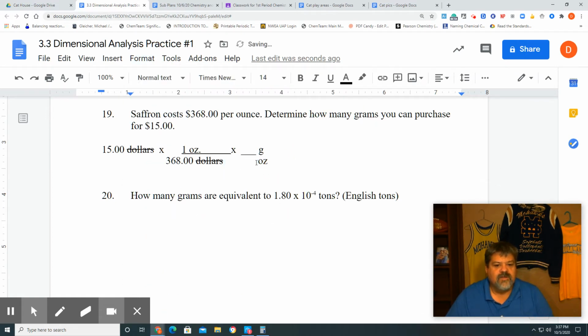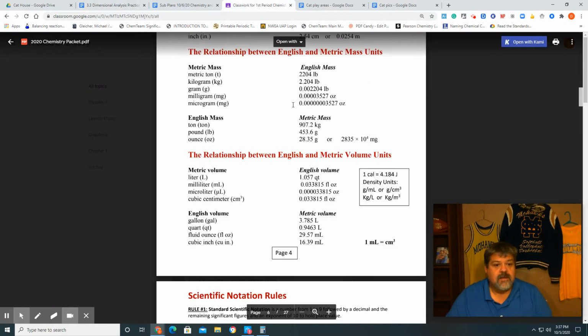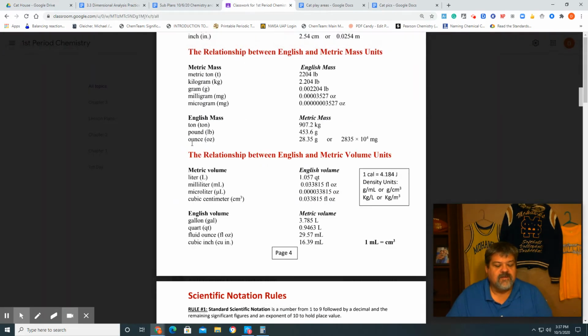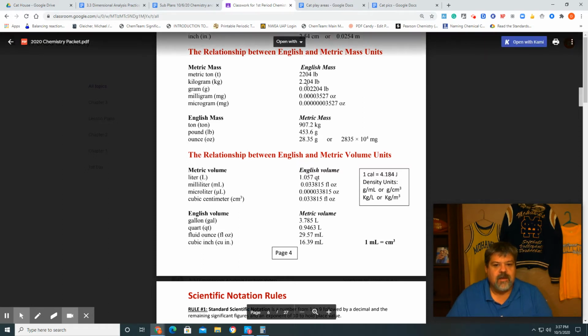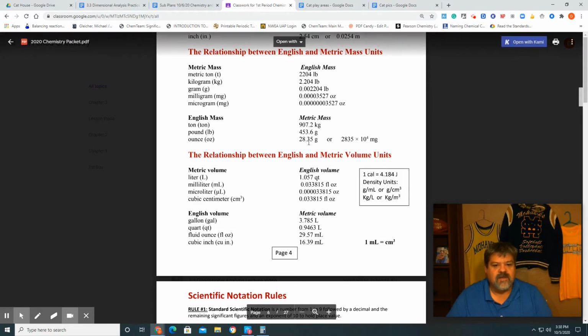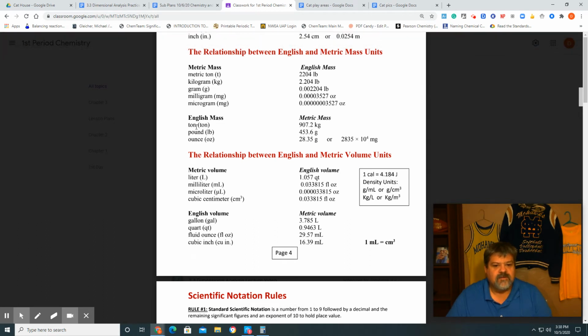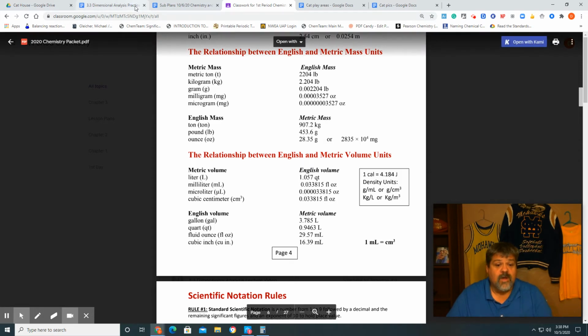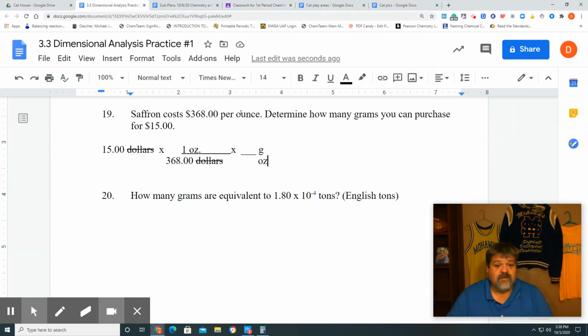Does anybody know what the conversion factor is between grams and ounces? I don't. So let's go back to our packet. Let's find grams. Here we have grams and ounces. Right here is one right here. I also have one up here, but that one's to pounds. So let's go ahead and use this one right here. 1 ounce equals 28.35 grams. Remember, we put a 1 in front of all the numbers on this side. So 1 ounce equals 28.35 grams.